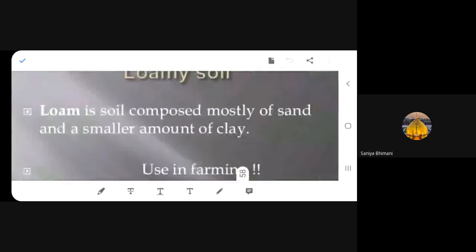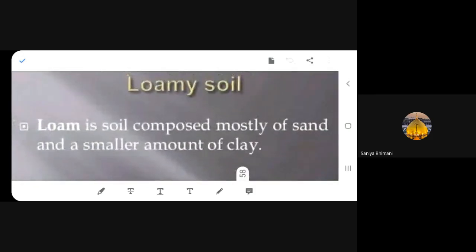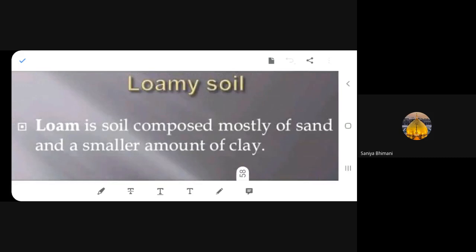Okay, now we come to loamy soil. Please start to read. Yes, Beta, start to read.